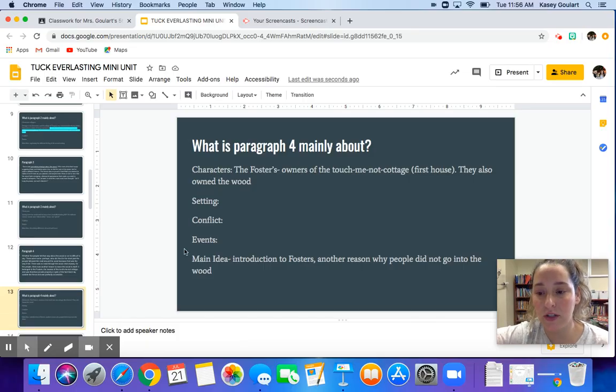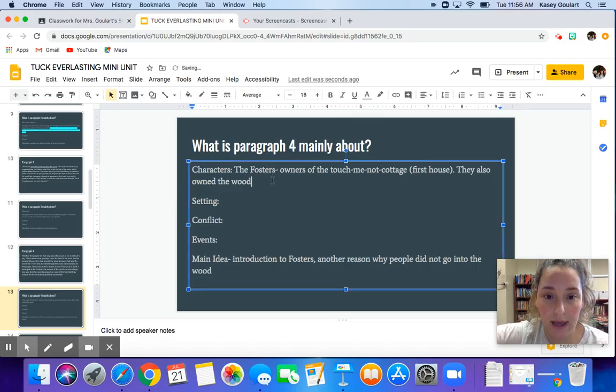All right, assuming you've done this, let's go ahead and check together. So characters, we are introduced to the Fosters. The Fosters, who were the owners of the Touch-Me-Not cottage, which is the first house. I put that in parentheses in case you were confused. They also owned the wood. New setting? No, we've already been introduced to this setting. Conflict? Nope. Events? Nope. Main idea. Introduction to the Fosters. That just means we were introduced to the Fosters, who could be the main characters of the story. And it also gave us another reason why people didn't go into the wood.